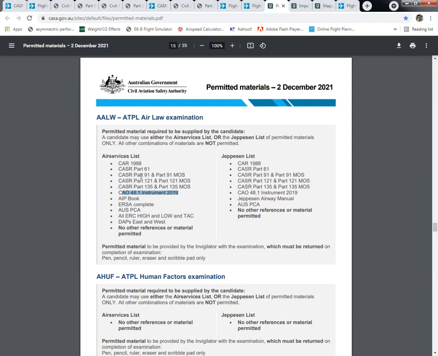So really, the amount of documentation you'll need to take into the exam is actually a fair bit smaller than it used to be, because there's only a few old legacy CARs. Part 61 we've been taking in for a while anyway. 48.1 instrument 2019 we've been taking in for a while, but this is really the new draft, which is pretty much now the essence of the CAOs. And in large terms, they are the same rules, but they've just got new houses, new homes.